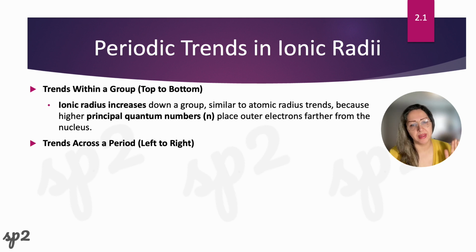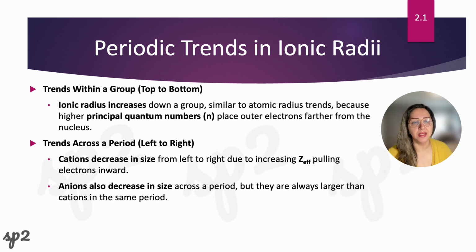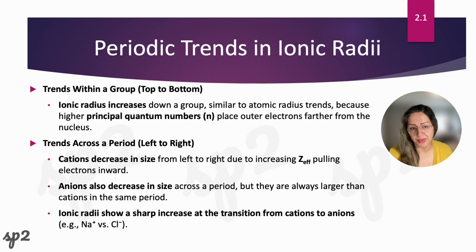Now, if you're moving from the left to the right side, but you're staying within the same period, right? The cation size is going to decrease, right? Because we have a stronger Z effective, right? We got that. The anions are also going to decrease in their size, right? However, they're always going to be larger than the cations in the same period. Meaning that for ionic radii, we always have a sharp increase, right? When you are transitioning from a cation to an anion. Okay, cool, cool.